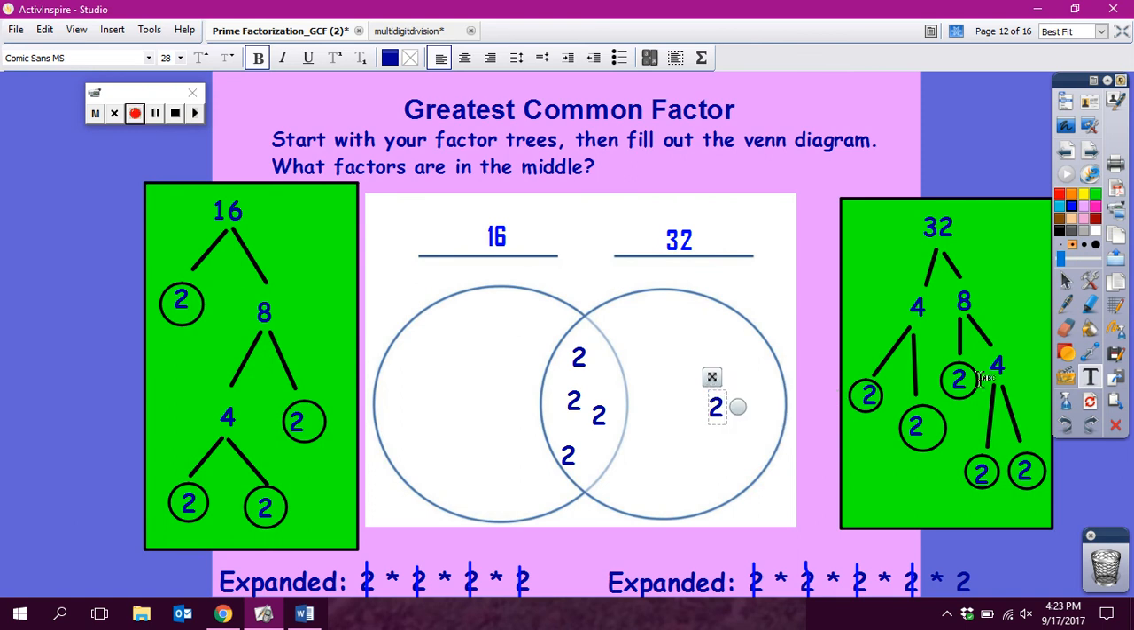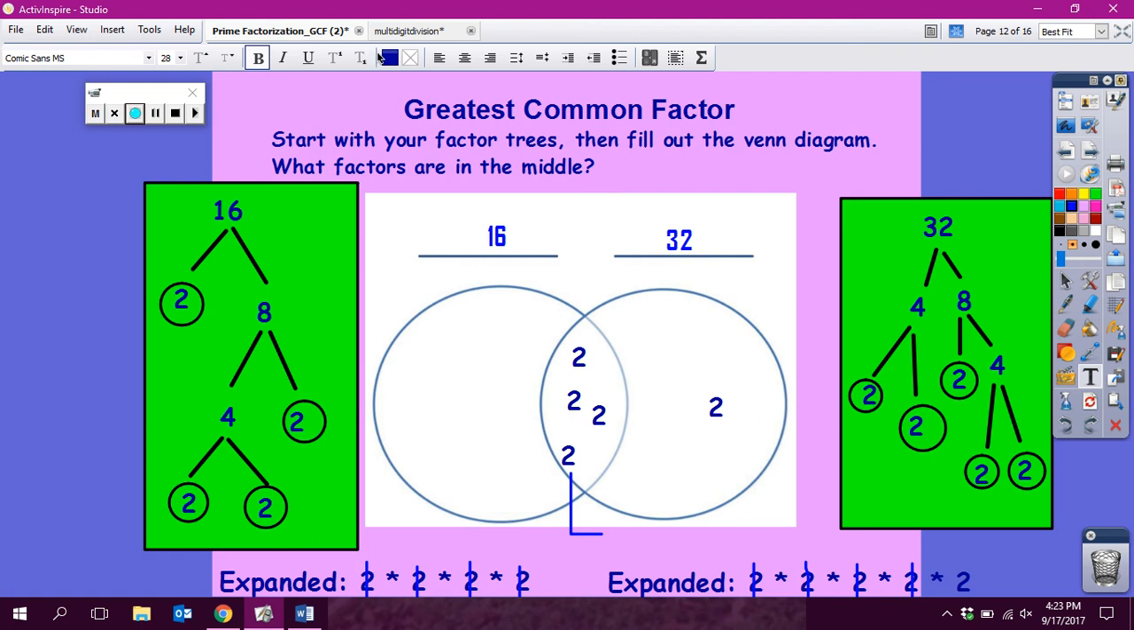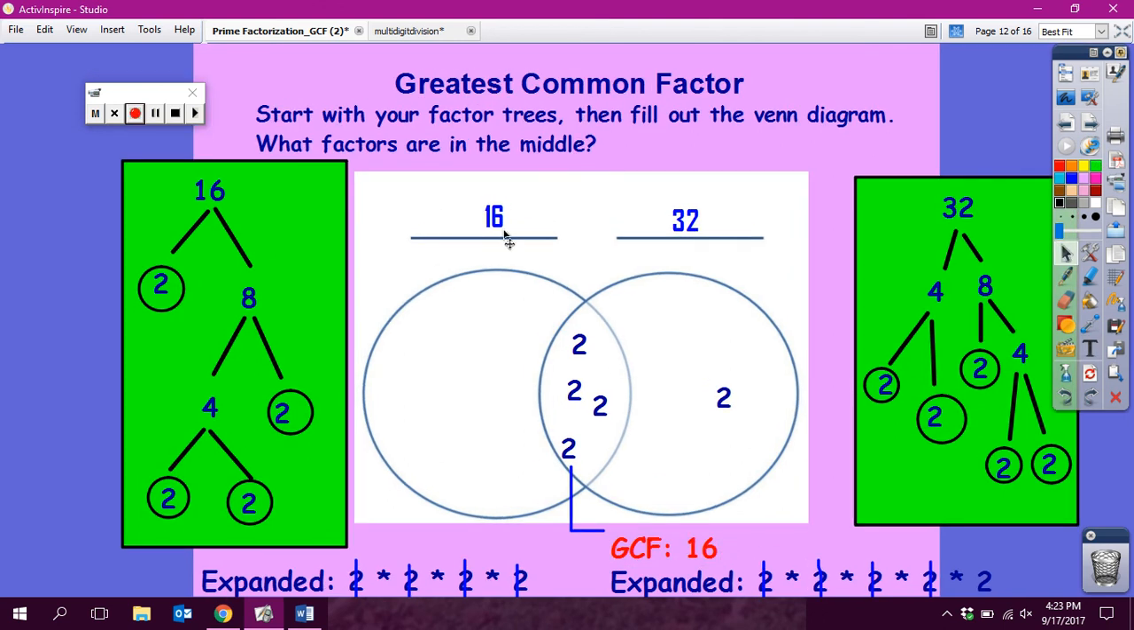Okay, so in the middle, again, you want to find your greatest common factor by using what's in the center. All right, so the greatest common factor is going to take me having to multiply all of these together. So the GCF would be 2 times 2, which is 4, 4 times 2, which is 8, and then 8 times 2, which is 16. Oh boy. You notice that one of your original products was 16.